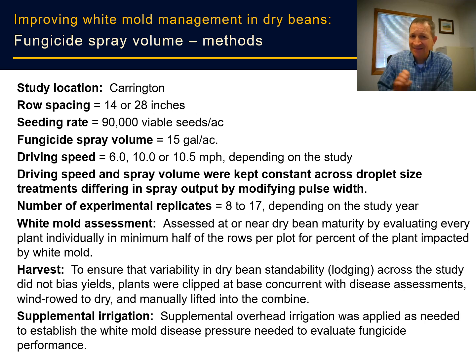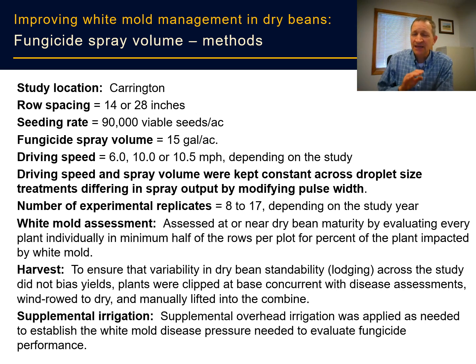We used 8 to 17 experimental replicates, depending on the study, and we used a large number of experimental replicates because white mold tends to be spatially inconsistent. And by using a large number of experimental replicates, we maximize the probability that every treatment will end up, just by pure chance, on areas of high disease pressure versus low disease pressure the same number of times.